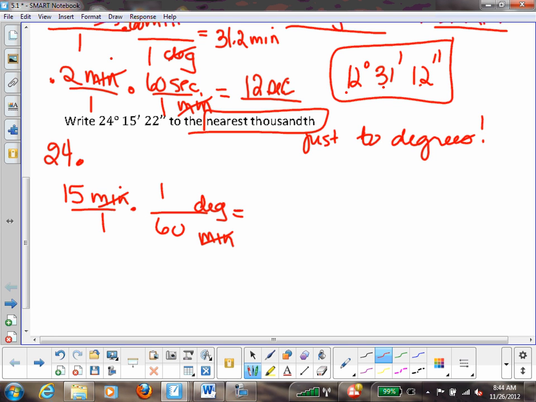Tenths, hundredths, thousandths. How many decimal places is that? 3. What is 15 divided by 60? Just 0.25? Okay, there we go. So I've converted, I know that this is 24 point. This is 15 minutes, which is 0.250.